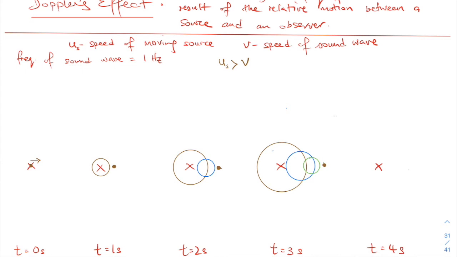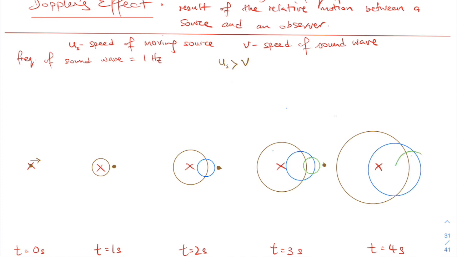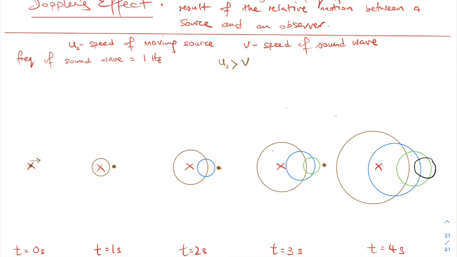At time t equals 4 seconds, the sound wave would be here, and the second wavefront would be here. The third wavefront is over here. The fourth wavefront is over here. And where is that moving source? It's right at the front here.